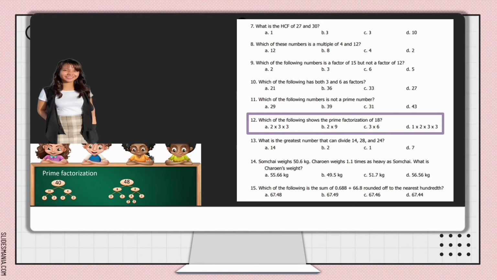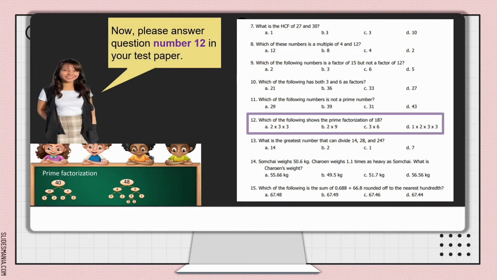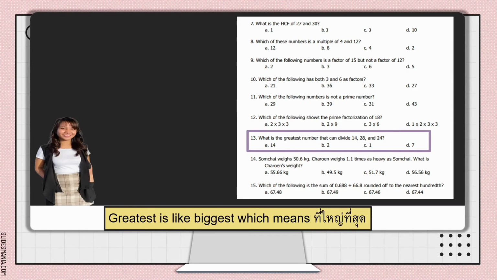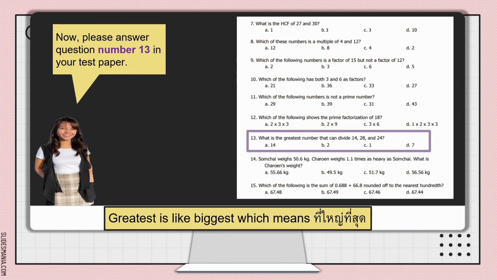Remember this? The one that I showed you earlier. Okay, now please answer question number 12 in your test paper. How can you factor out 18? So again, this is the example. You can use 3 factoring. Next, what is the greatest number that can divide 14, 28, and 24?